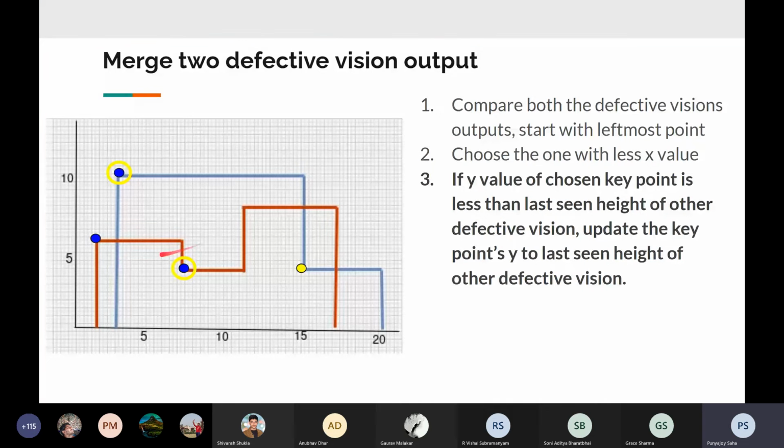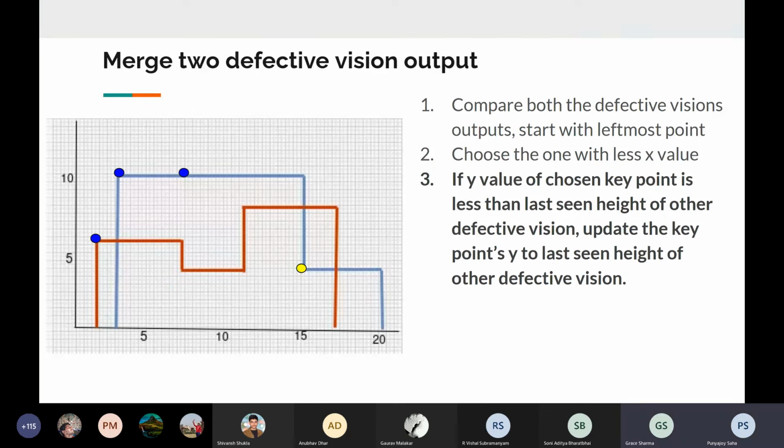You have to consider the last seen height of the previous defective vision point. So this will be this one, right? So this is the leftmost point, then this point. So this has height greater than this point. So if this is the condition, then we have to update the key points of this point and move it to the last seen height. So the last seen height is this 10 or something around 10. So we move this point to somewhere around this. So this will be the final step.